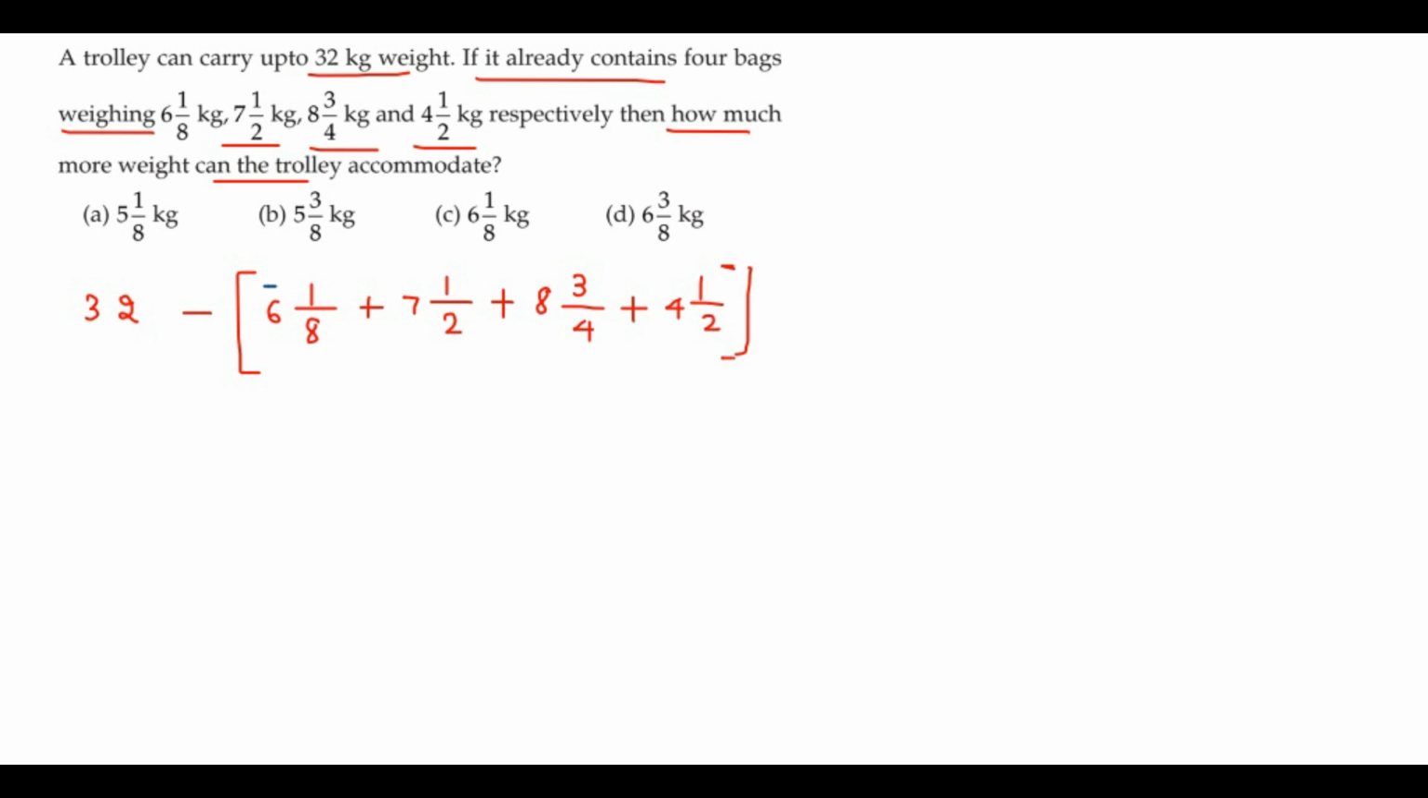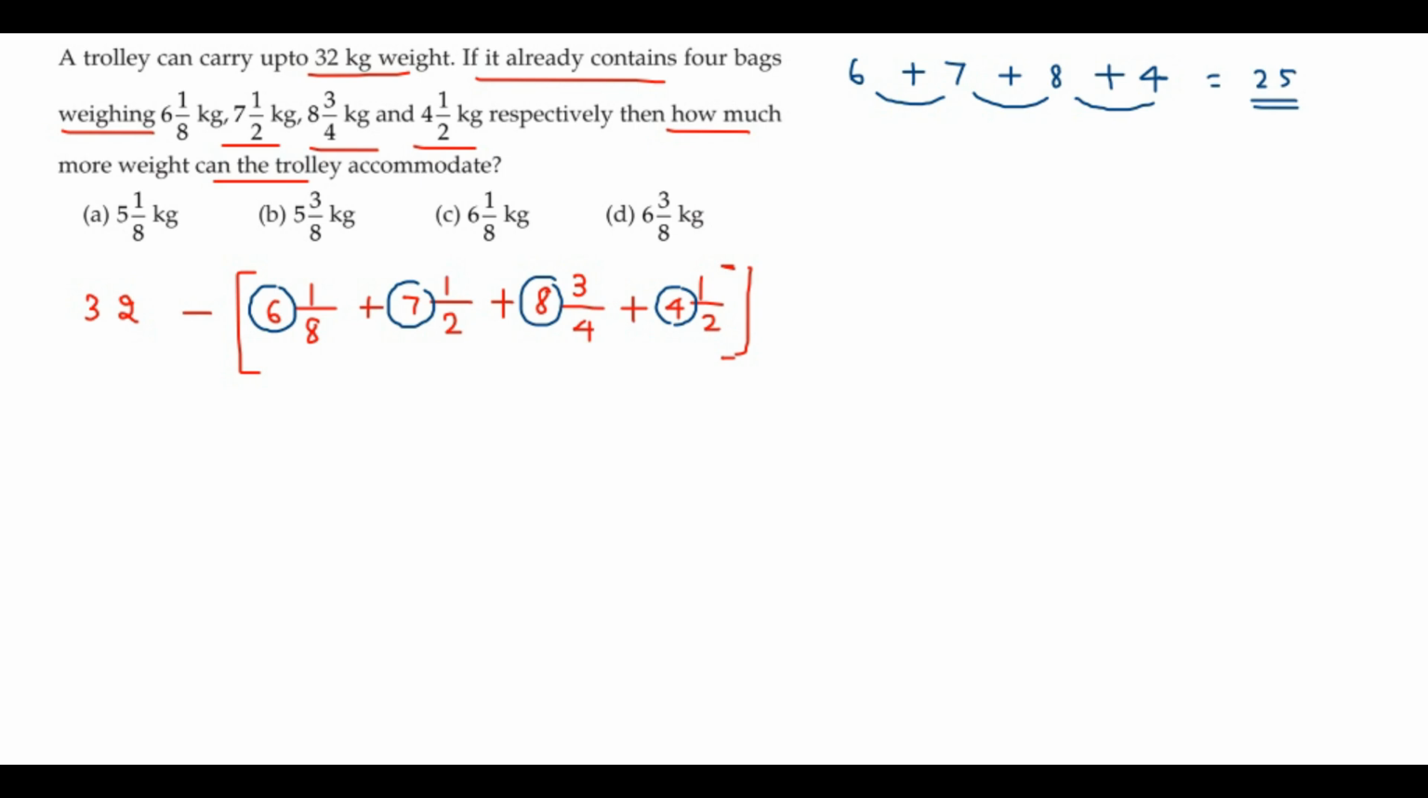तो हम यहाँ से whole number अलग कर लेंगे. 6, 7, 8 and 4. Let's add these whole numbers separately. 6 plus 7 plus 8 plus 4. 6 plus 7 is 13. 13 plus 8 is 21. And 21 plus 4 is 25. So my whole number value is 25. This I will add at the end when I will finish adding the fractions.